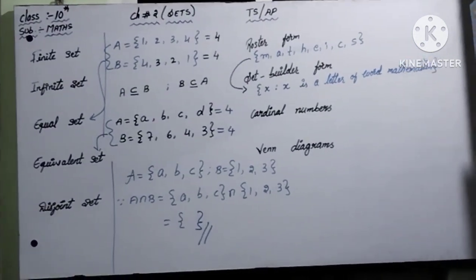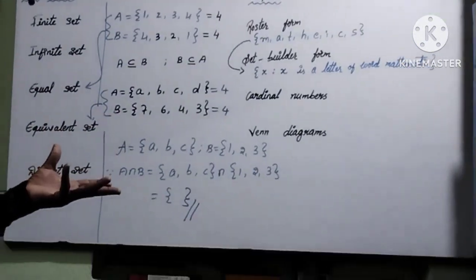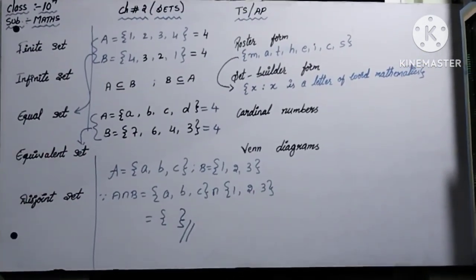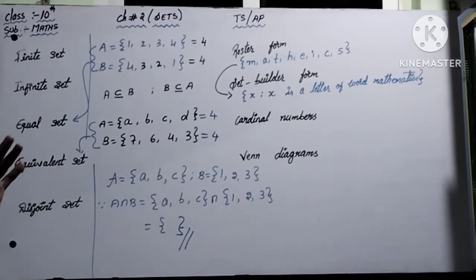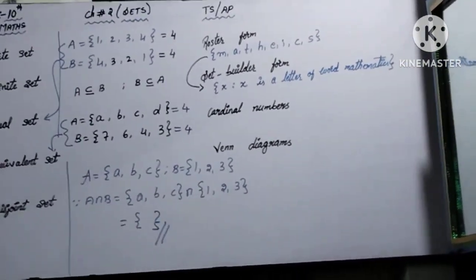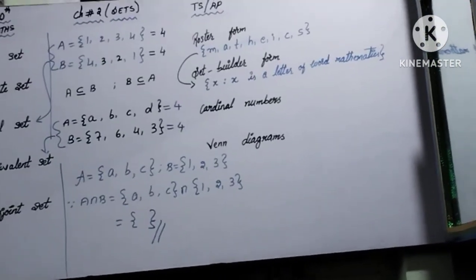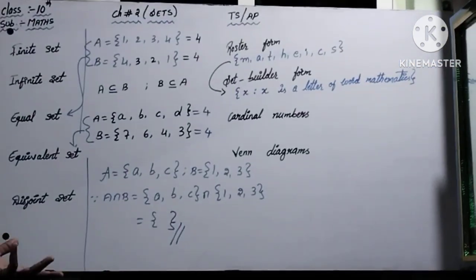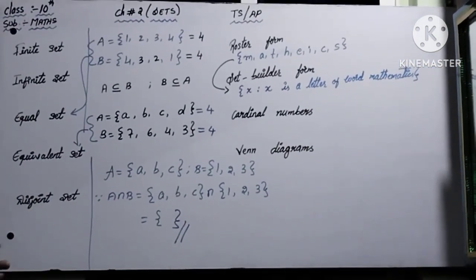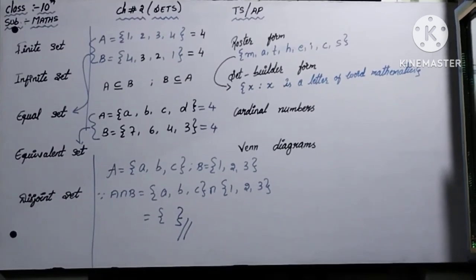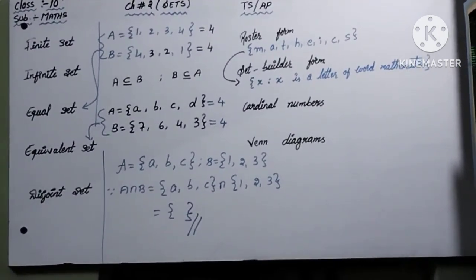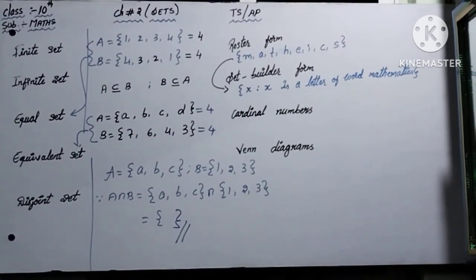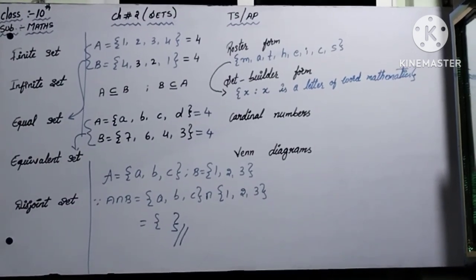Whatever elements you have, you have to express that in set builder form. Like for example, 2, 4, 6, 8, 10. I use these elements in roster form. What are these? These are all even numbers. So you can write in set builder form: x such that x is an even number less than or equal to 10. Otherwise you can write x such that x is an even number which is less than 11.